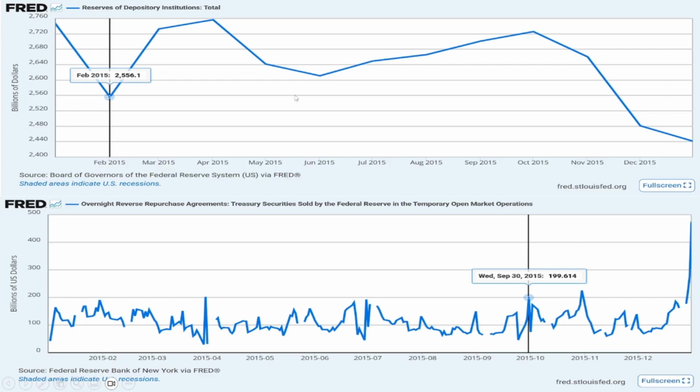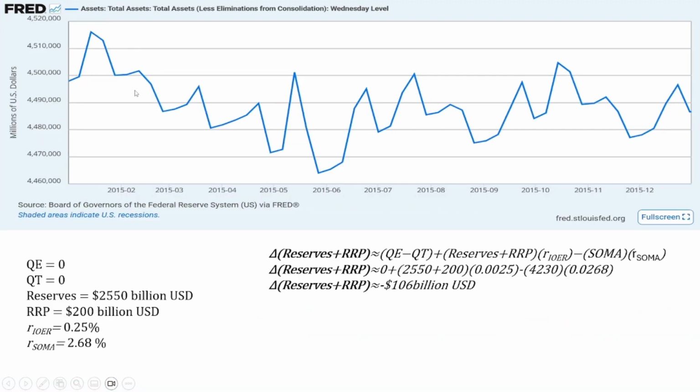And this is the reserves in the system, and it's the Fed's ON RRP. So it's basically 200 billion, this is 2015, and 2.5 trillion in reserves in 2015. So if you want to calculate the number of reserves, this is the formula. We had no QE or QT in this time. As you can see, the balance sheet did not expand.